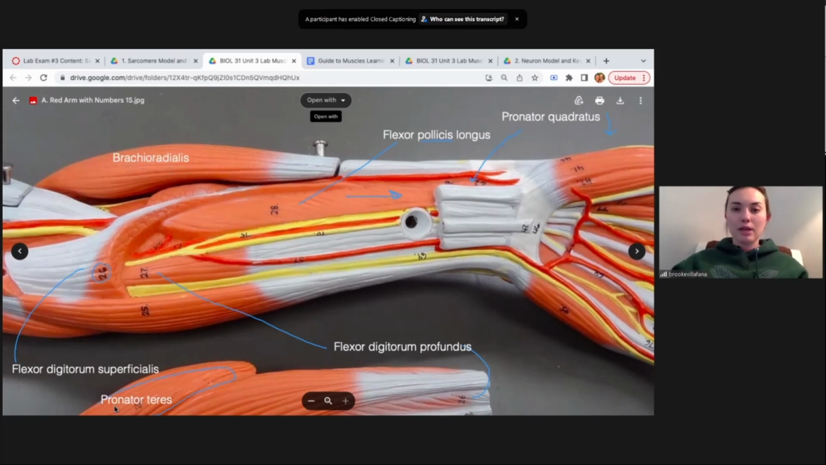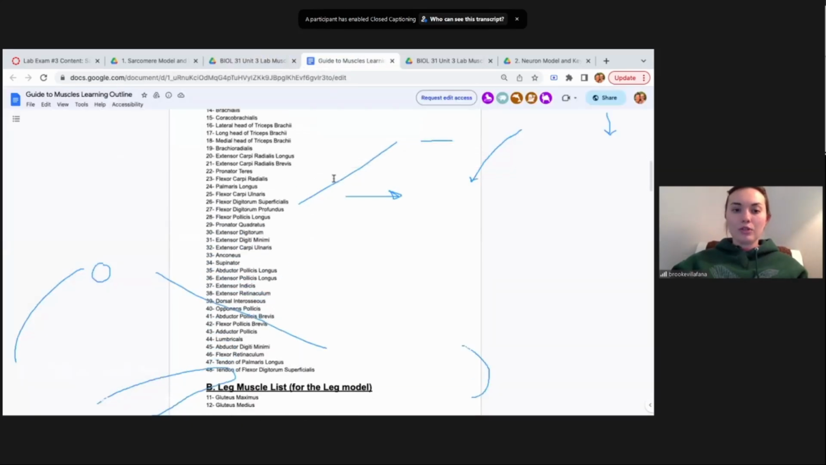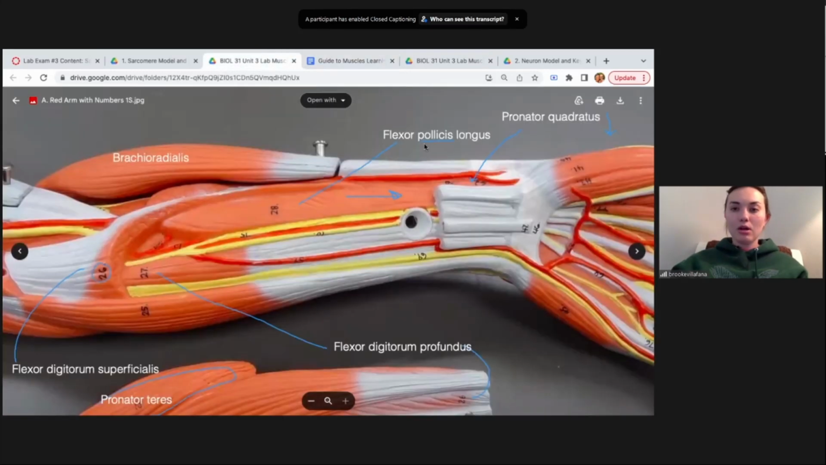Pronator teres is this guy right here. Pronator quadratus is like this little muscle that's hiding. And then you have your tendon of the flexor digitorum superficialis right there. Tendon of palmaris longus is 47, and we'll label that. And then let's take a look at your hand. And we'll look at the hand next, okay? So that should be everything from that view right there.